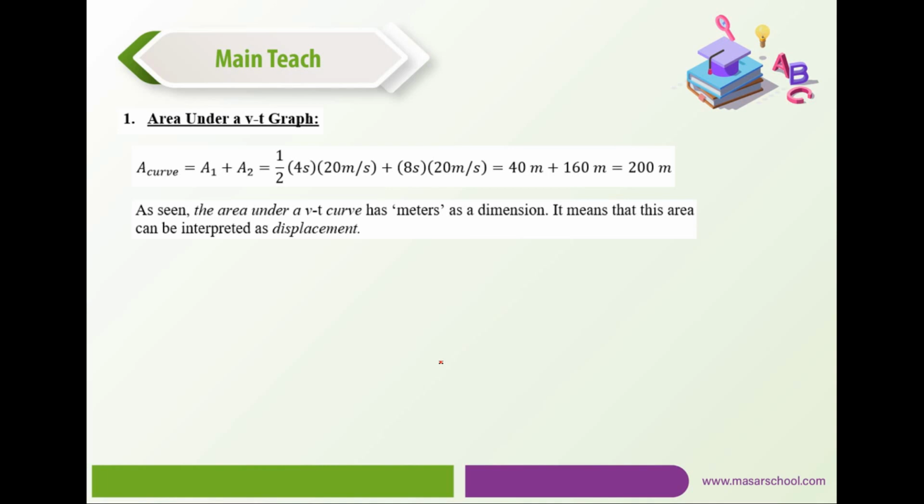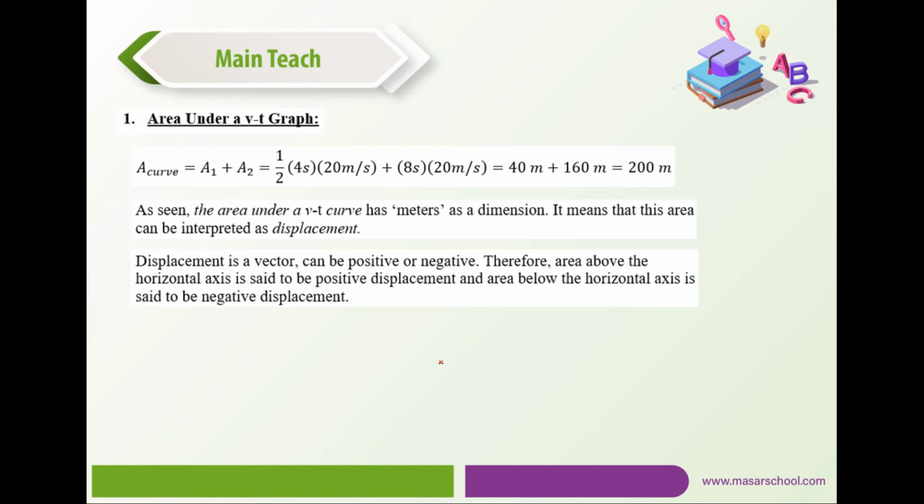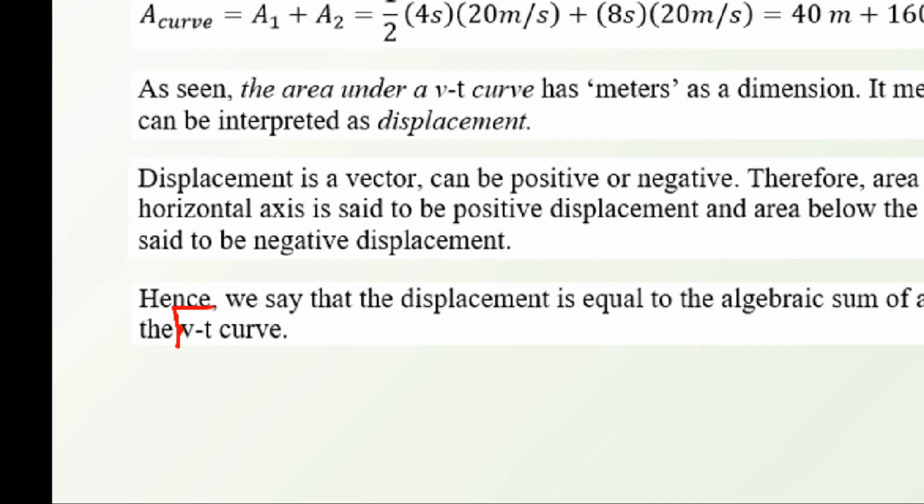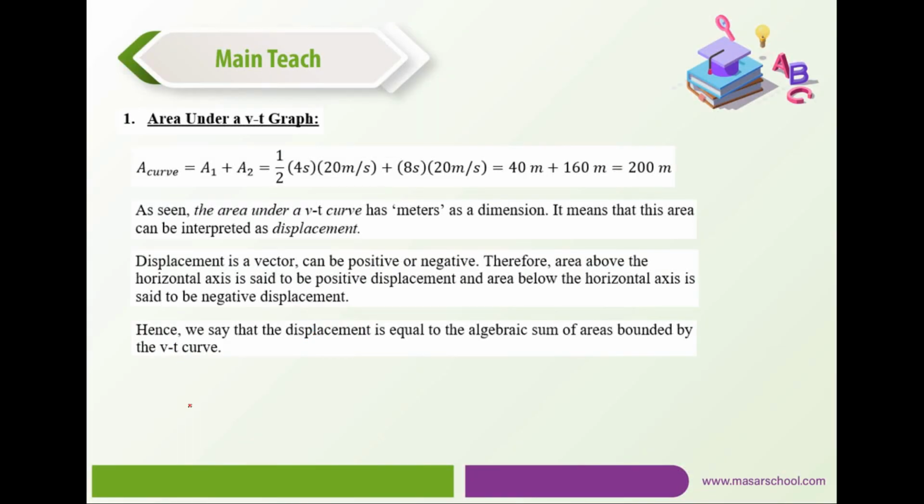Dimension means unit. It means that this area can be interpreted as displacement, because displacement has meters as a unit. Displacement as a vector can be positive or negative. Therefore, in order to compensate for the positivity or the negativity, area above the horizontal axis is said to be positive displacement, while area below the horizontal axis is said to be negative displacement. Hence, we say that the displacement is equal to the algebraic sum of areas bounded by the VT graph only. Then whenever we have a VT graph, the area under this curve represents the displacement.